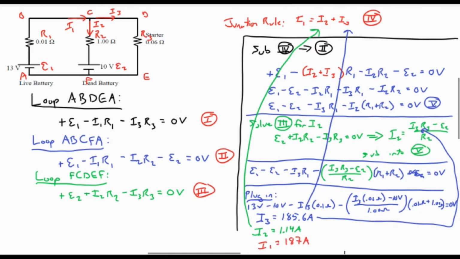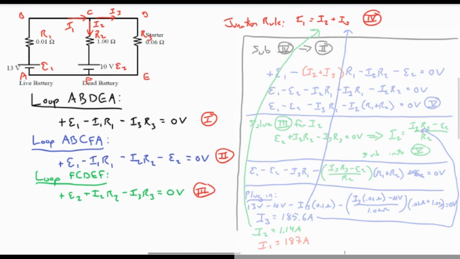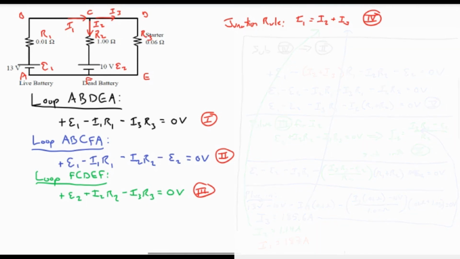Note that none of the currents ended up being negative, which means my initial guesses on directions happened to be correct. And please remember that I might ask you to come up with these equations, but I'm never going to ask you to solve them on any kind of a test. See you next video when we talk about how capacitors behave in circuits.